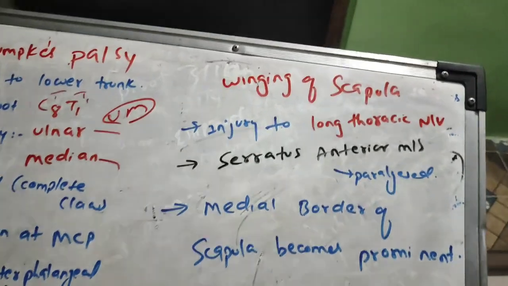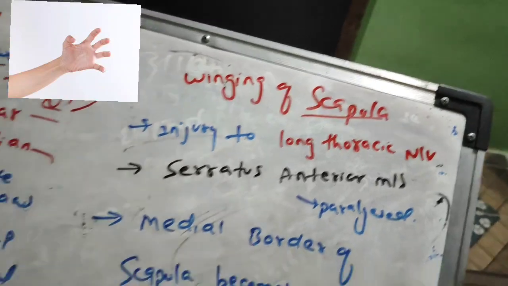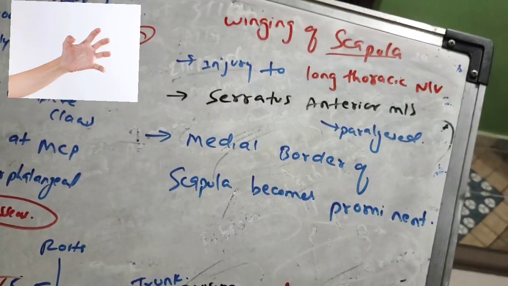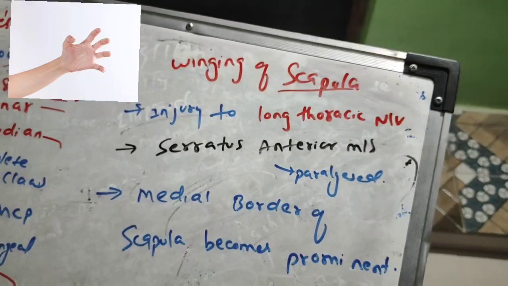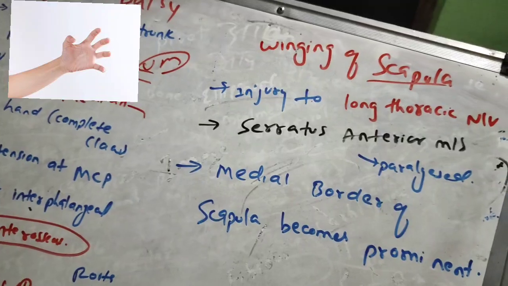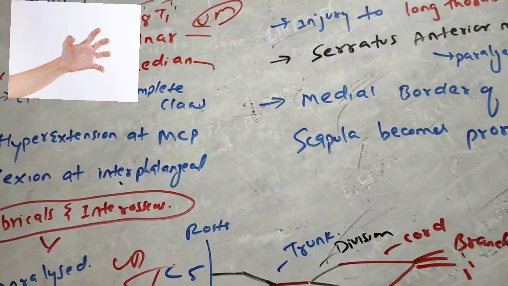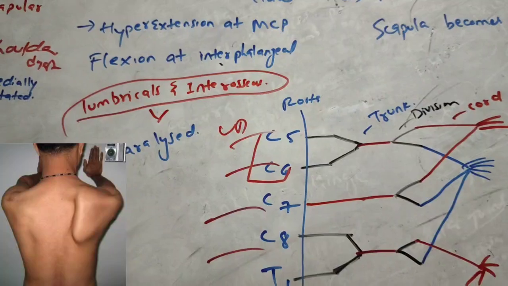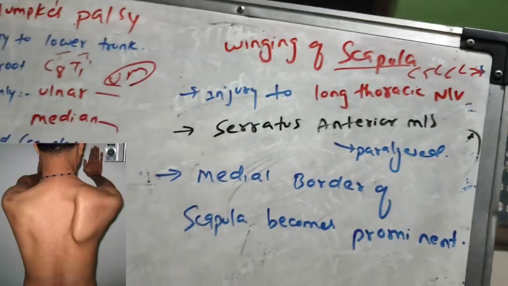The last one is winging of the scapula. There is going to be only one MCQ. What is the most common nerve involved? It is the long thoracic nerve. There is always one question, and they will show the images also. What is the nerve root for the long thoracic nerve? It is C5, C6 and C7.